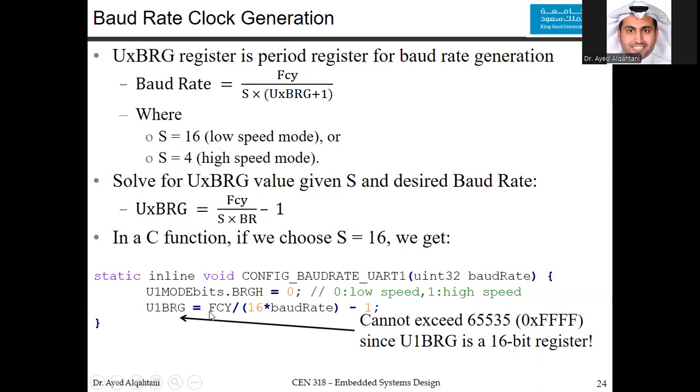Now, for the BRG, you would say, okay, I will calculate FCY and divide it by 16, since I choose 0 here, so this will be 16, times the baud rate. The baud rate is given here, minus 1. Remember, this shouldn't exceed the 16-bit limitation. So, what kind of baud rate can I choose? Remember, this is an argument. So, can I put any number? Is there any restriction?